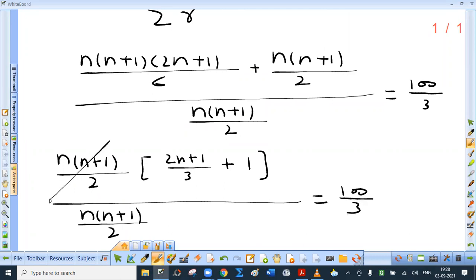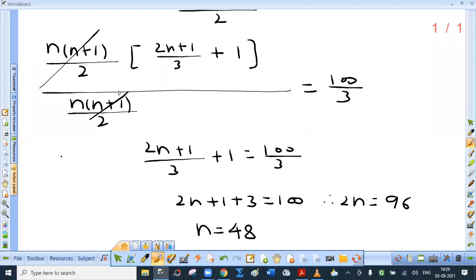Can I cancel this? Yes, I can because this cannot be 0. n is a natural number. So 2n plus 1 upon 3 plus 1 is 100 by 3. Multiply throughout by 3. So 2n plus 1 plus 3 is 100. So 2n is 96. So what is n? 48. So that's it for today.